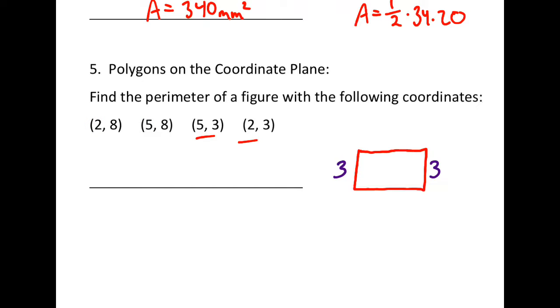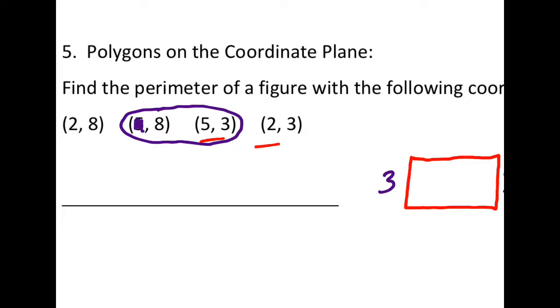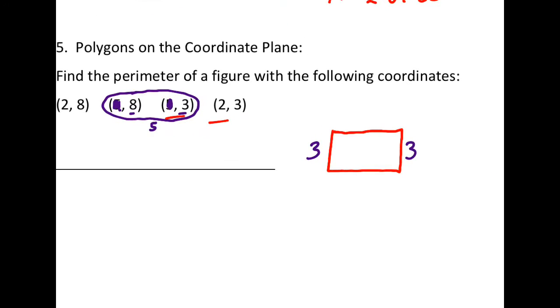So the next thing I've got to do is the same thing with the second and third coordinates. So I'm going to ignore the ones that are the same, the 5s. And I'm going to subtract the ones that are different. So 8 minus 3 is 5. So that means those 2 points are 5 apart. Now, if it's a rectangle, both sides will be 5. But remember, it didn't say it's a rectangle, so I'm going to go and test the next ones.